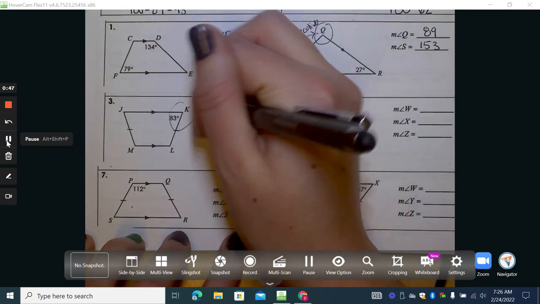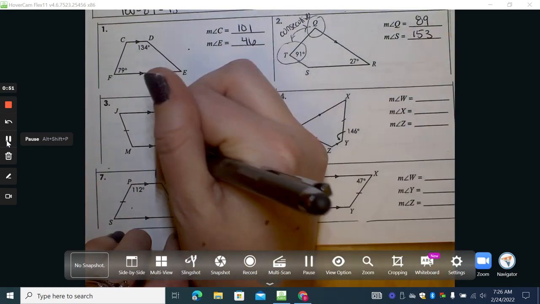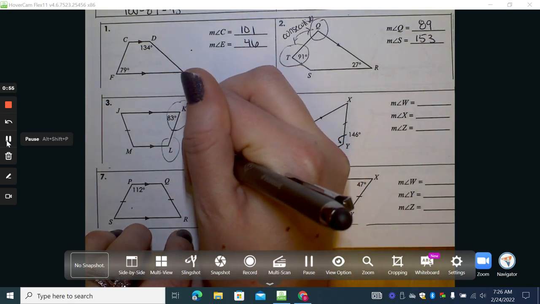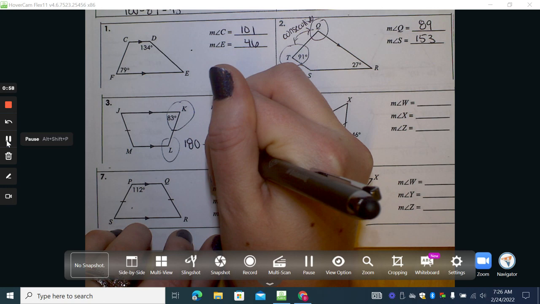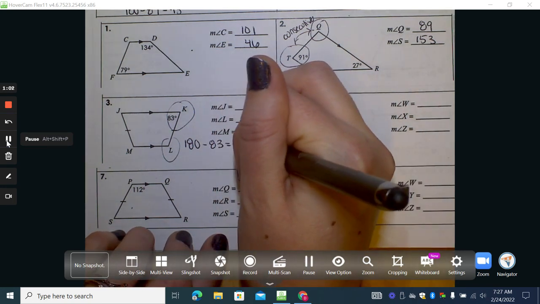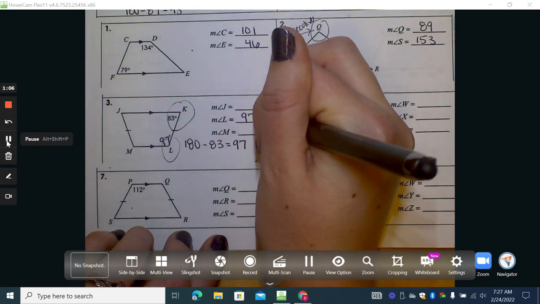I know that K and L are consecutive to each other. So if I want to figure out what angle L is, I will still solve 180 minus 83, which gives me 97 degrees. So I know angle L is 97 degrees.